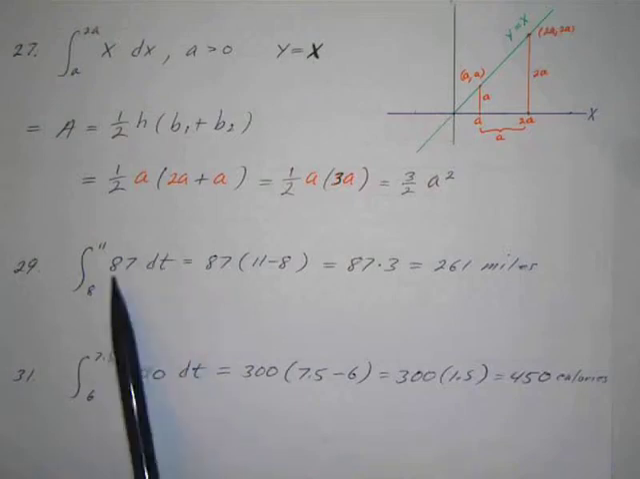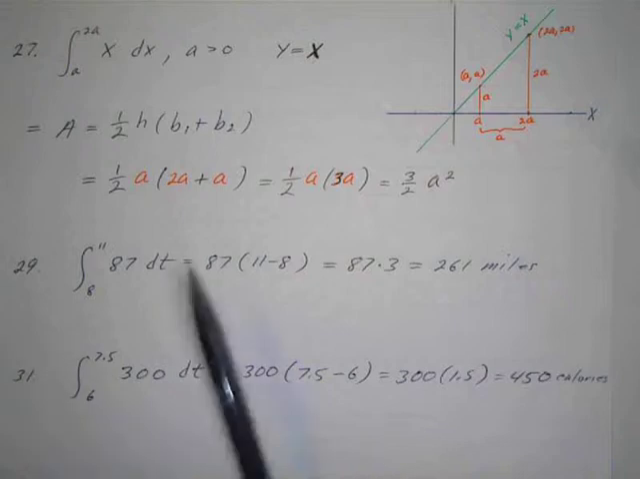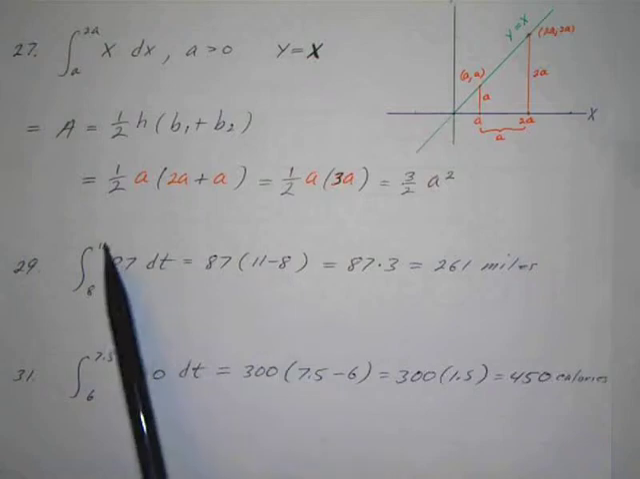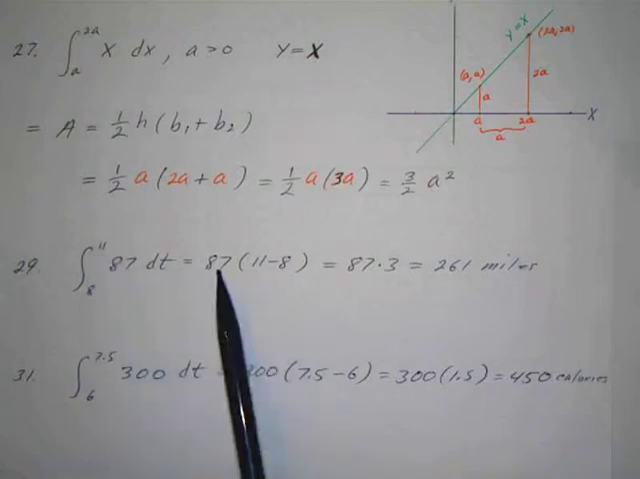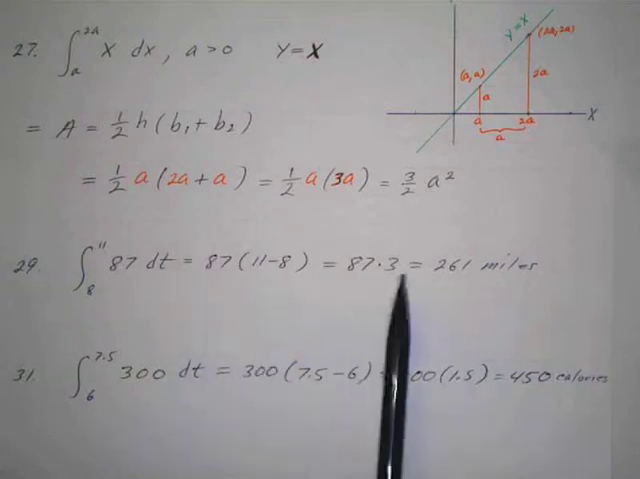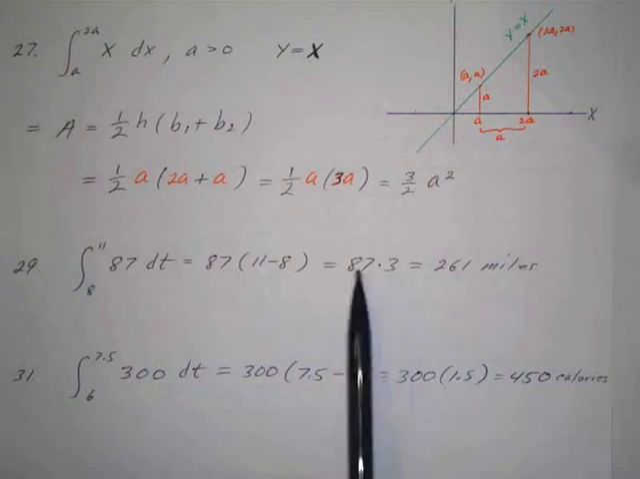Now remember, this is a constant, so I can use that constant rule, which I think was theorem 2. That's just going to be the constant times the difference of the limits of integration. So 11 minus 8, this would be b minus a, this would be c. So just put in that formula, and we have 87 times 3. And 87 times 3 is 261, and that was miles.